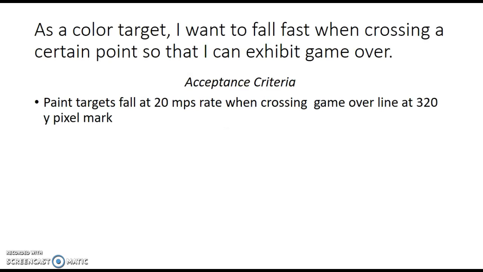As a color target, I want to fall fast when crossing a certain point so I can exhibit game over. Paint targets fall at 20 megapixels per second rate when crossing the game over line at 320 wide pixel mark.